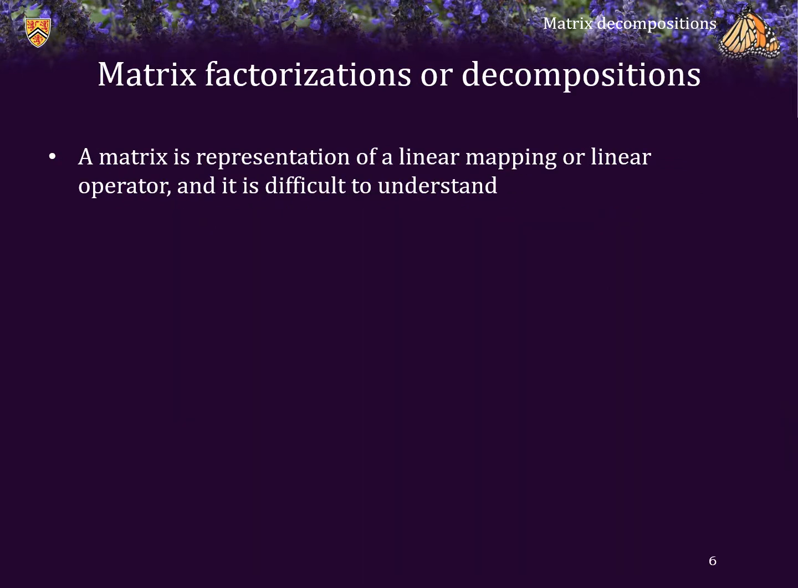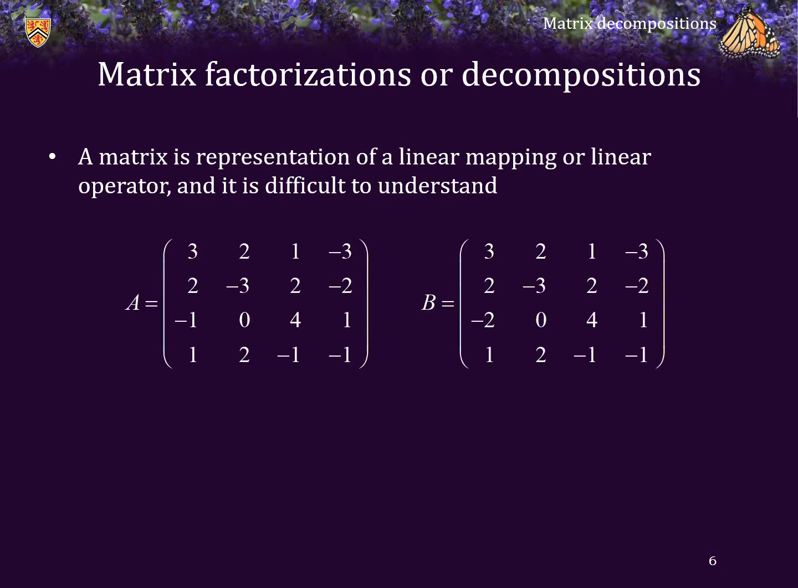Now, a matrix is a representation of a linear mapping or linear operator, and it is often very difficult to understand what it does. For example, one of these 2 matrices is invertible, that is, it has an inverse, or it has a determinant that is not equal to 0, whereas the other one has a determinant that is 0 and is therefore not invertible. Which one? Well, that's up to you to decide. You can try to figure that out on your own.